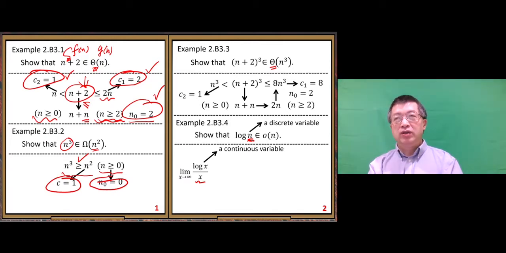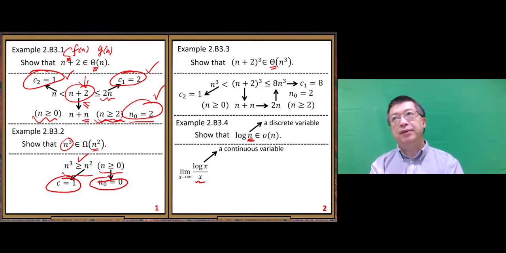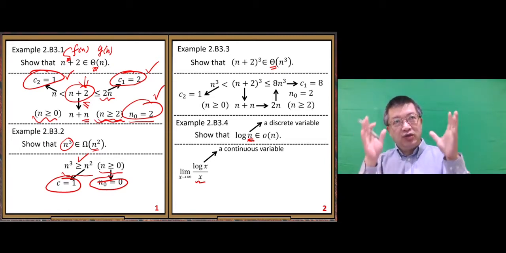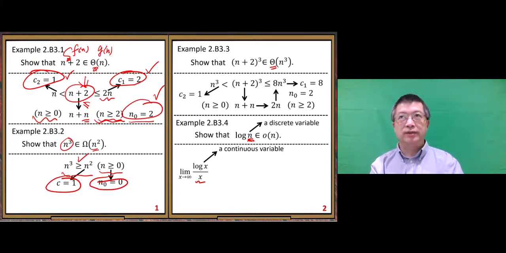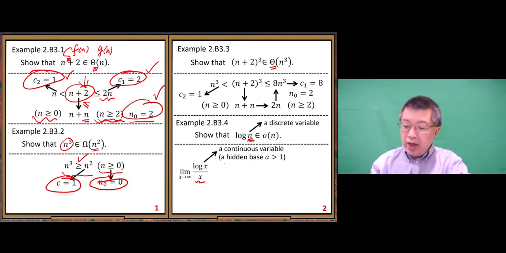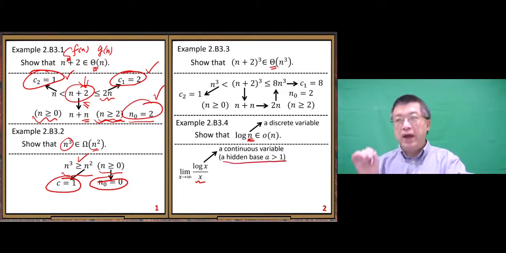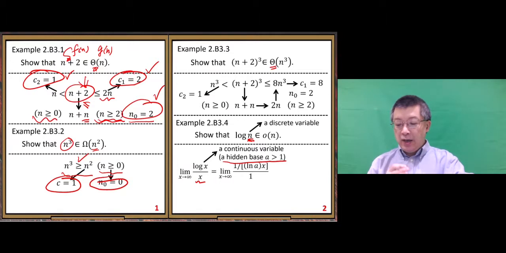The reason is I want to give you the training to do rigorous math, not sloppy math. So when I give you the training, you should do it the right way, the rigorous way, not a sloppy way. Here, for the log, we didn't write the log base, so we treat it as a hidden general base a greater than 1. So we can do the normal computation.